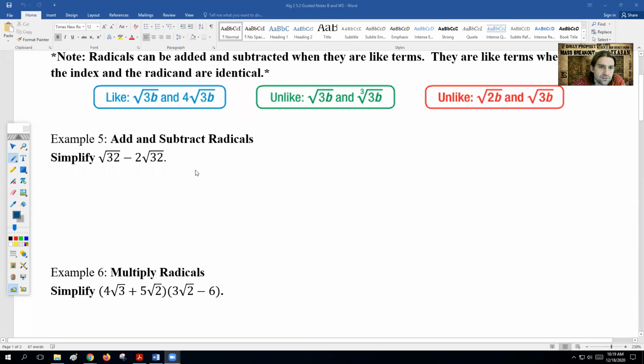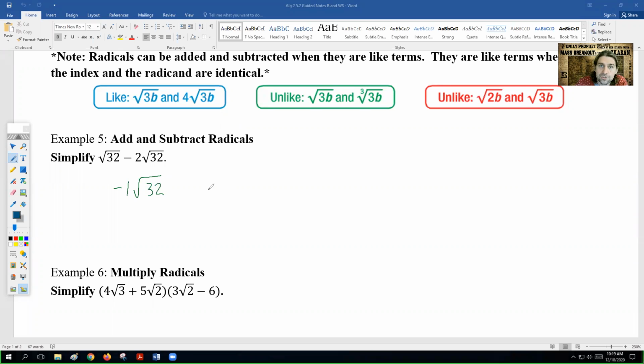Okay, so let's go through this. Can we add or subtract these radicals? So if I got radical 32 minus 2 radical 32, well, we're going to treat these like x's and y's at the beginning here. We can combine those together. They are the same radicals, and so we can work with those. And we can get an expression that is, well, okay, 1 minus 2 would be negative 1 radical 32.